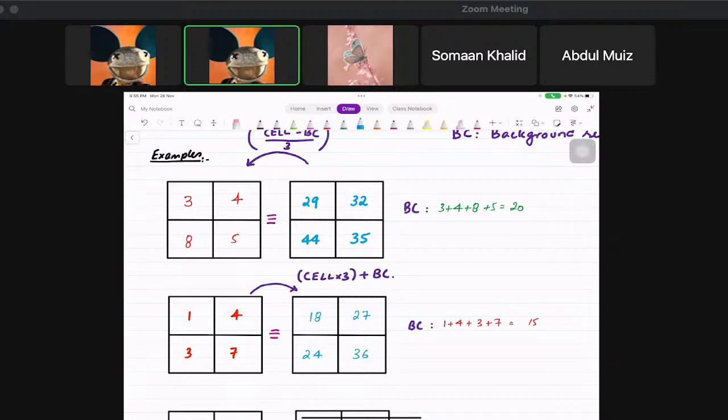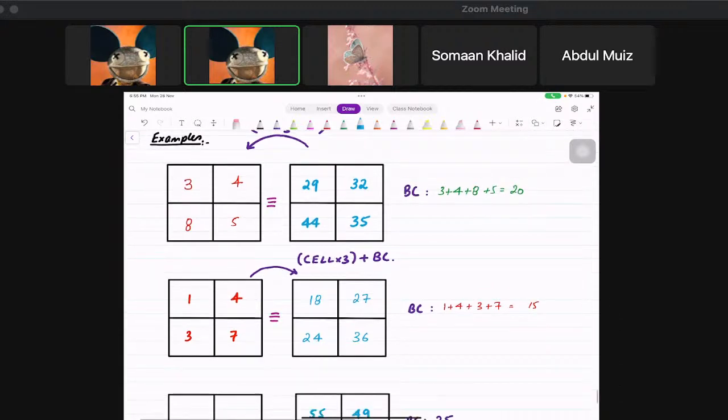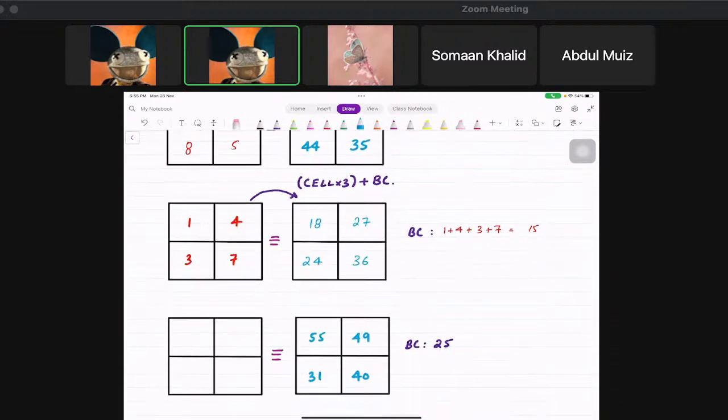So this is how you can go back and forth. Now if I say the background reading is like this, can you find the first one? Please quickly do it.